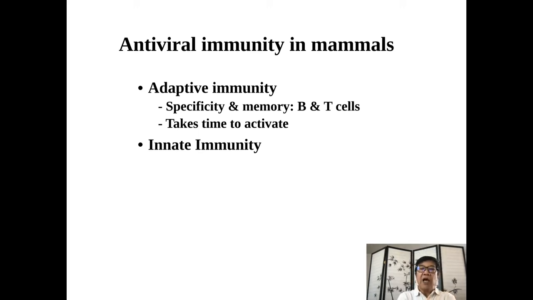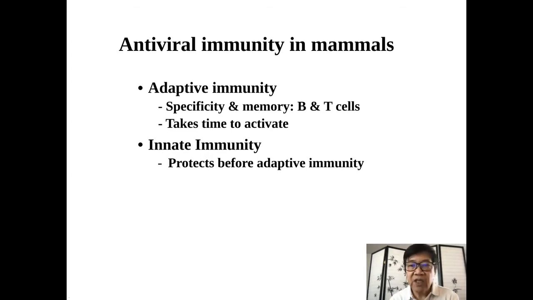Adaptive immunity is mediated by B cells and T cells. It has specificity and memory. However, adaptive immunity takes time to activate. Innate immunity, in contrast, can refer broadly to all the mechanisms that provide protection before the activation of adaptive immunity.